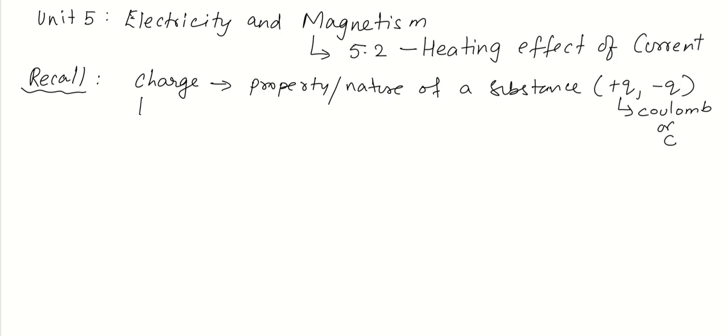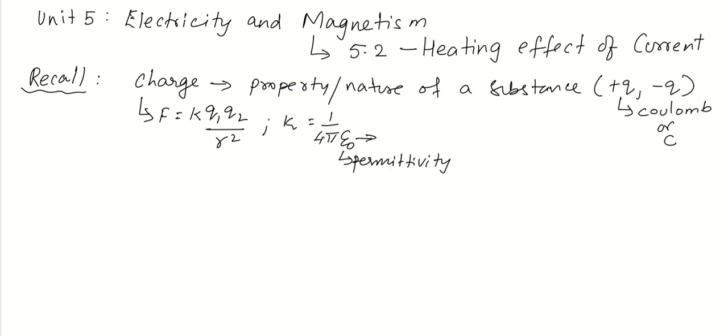Okay, we have seen in charge that the force of attraction or repulsion is given as K Q1 Q2 by R square, where K is equal to 1 by 4 pi epsilon naught, and this epsilon naught is called the permittivity, and this has a value of 8.8 into 10 power minus 12. Now this is not actually a very important thing. This whole thing is 9 into 10 power 9. So this is given in the data booklet.